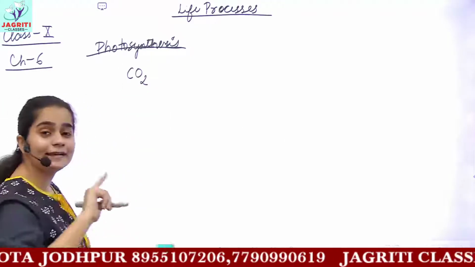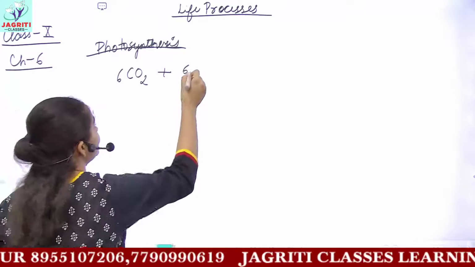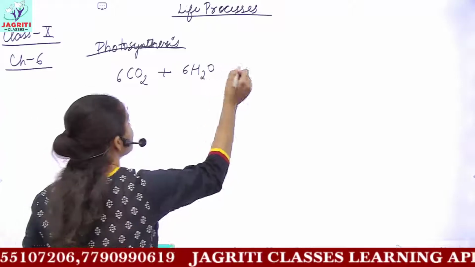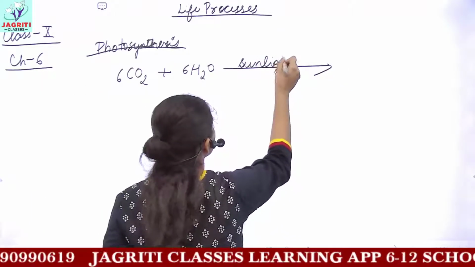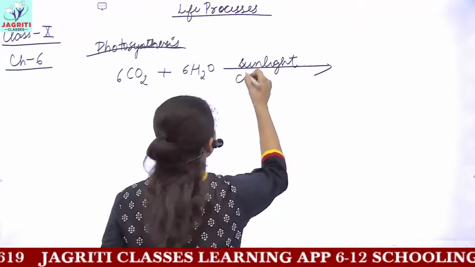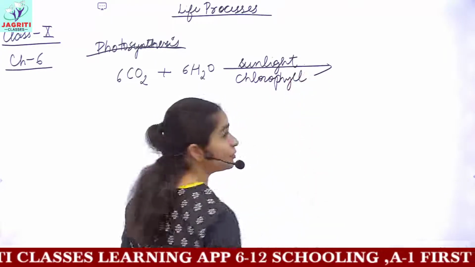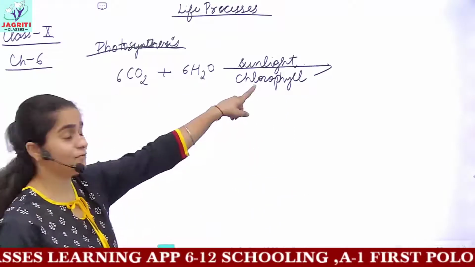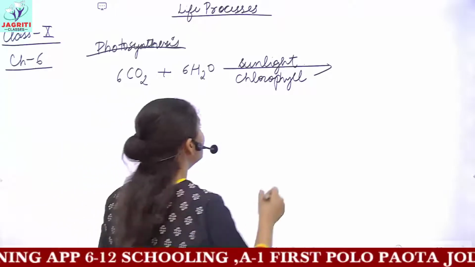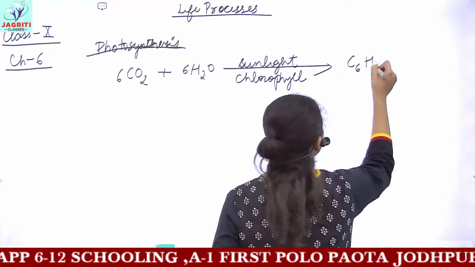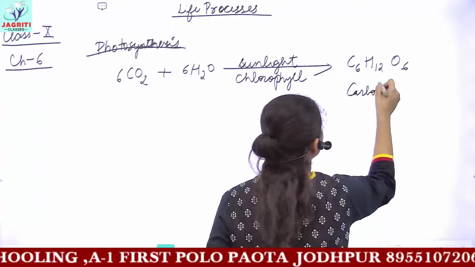I am now writing directly the balanced one. 6 carbon dioxide molecules combining with 6 water molecules in the presence of sunlight and in the presence of chlorophyll. So we say that only green plants perform photosynthesis because they have chlorophyll in them. That is your green pigment. It combines and forms a glucose or a carbohydrate molecule.